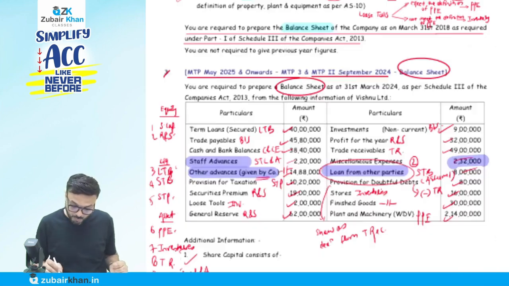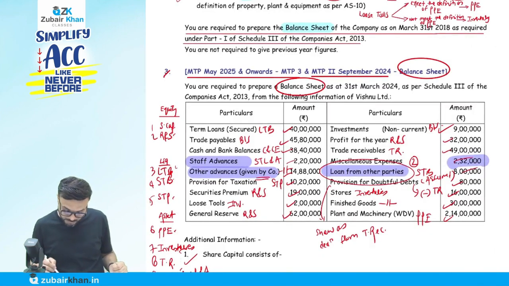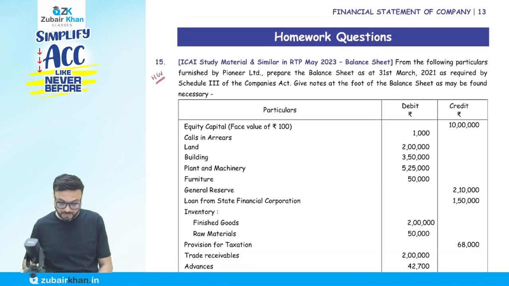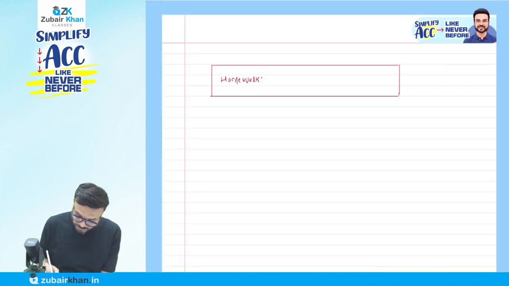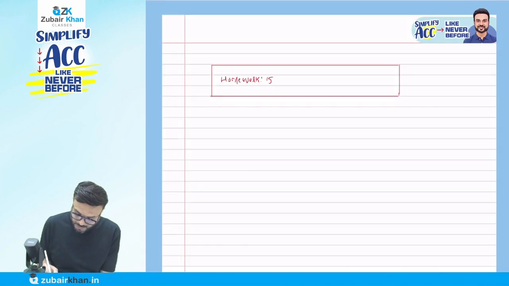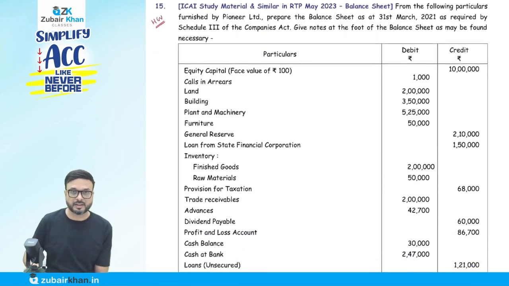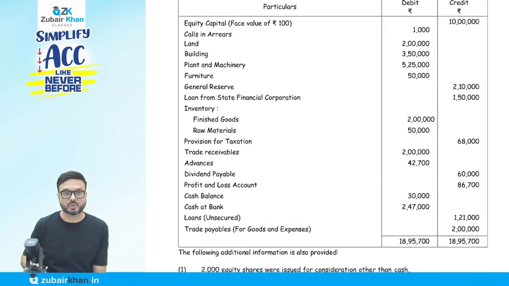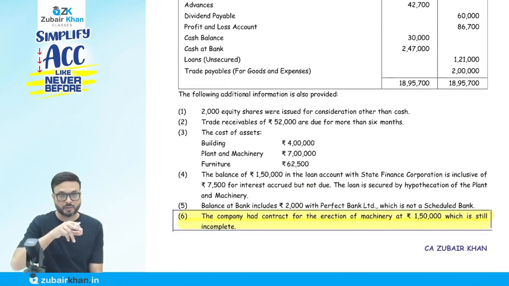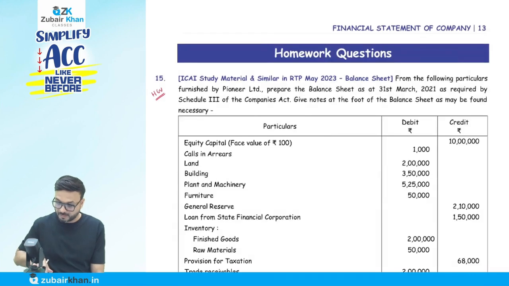Okay, now homework is here. If you go to the question bank, homework question number 15. First of all, in question number 15, it is simple, like question number 1 and 2 only. So this is the new point which I've highlighted. This is the question bank, page number 13.